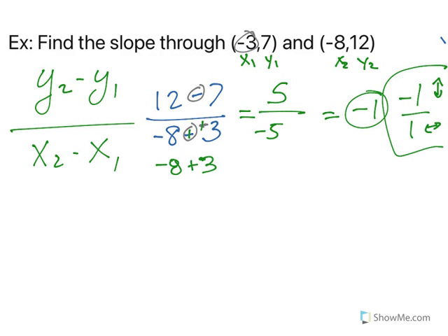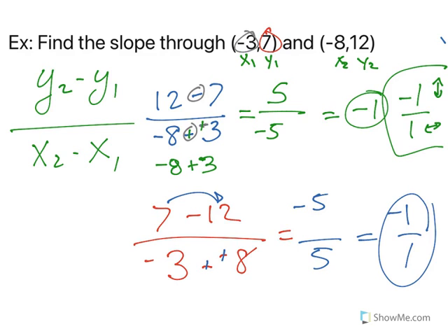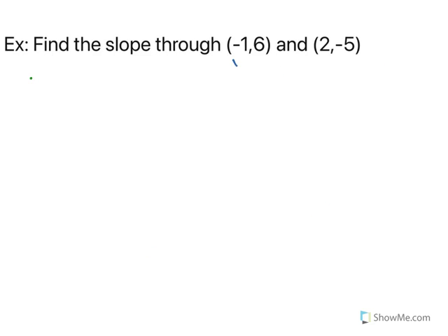Oh, shoot, I said I was going to do it both ways. So the other way on this one would be to start with y1 minus y2, and x1 minus x2. Well, if you do that, 7 minus 12 is -5. And then in the denominator, again, I have 2 negatives, and -3 plus 8 is positive 5. Either way, you get -1 over 1. Same thing.